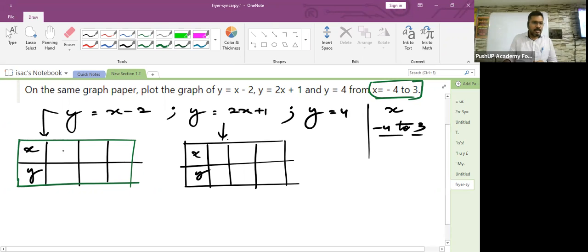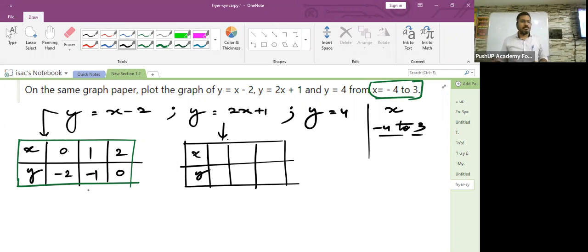So I think you all said 0, right? No problem in taking 0 because 0 comes in between -4 and 3 on the number line. You all agree with that? So x is equal to 0, then y is equal to what? -2. Next value, x is equal to 1, because 1 comes in between -4 and 3, right? So y will be 1 minus 2, which is -1. Let's take x is equal to 2 because 2 also comes in between -4 and 3. So y is equal to 2 minus 2, which is 0. Prepare the table, right?